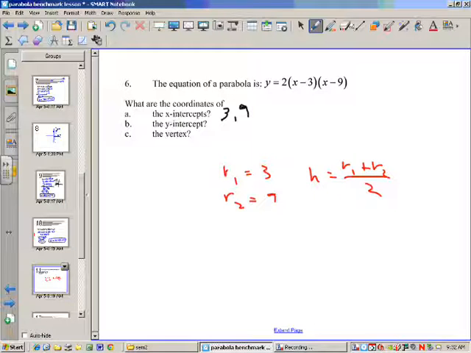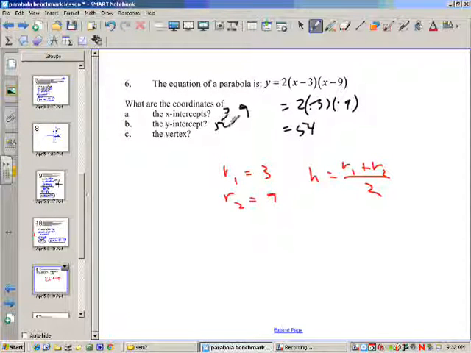The y-intercept's the value of y when x is 0, so I can plug in 0 here like we did on another problem and say 2. 0 minus 3 is negative 3. 0 minus 9 is negative 9. Negative times negative is positive. I got a 27 times 2. That's positive 54. That'll be our y-intercept.